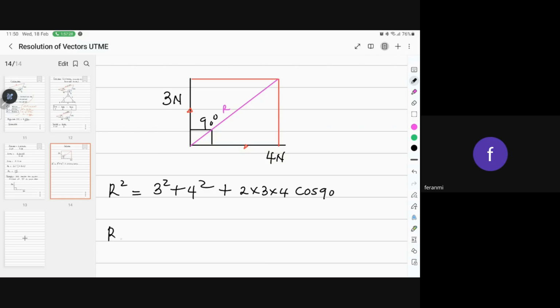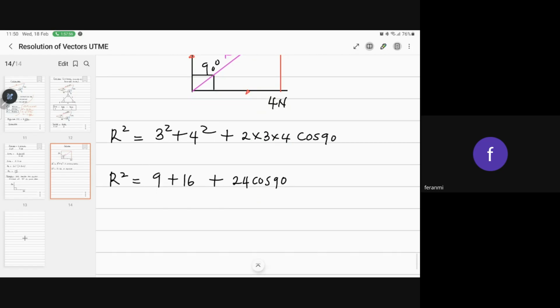So that r squared will be equal to 3 squared, which is 9, plus 16. Plus 2 times 3 is 6, 6 times 4 is 24. Cos 90 is 0. 24 cos 90. Cos 90 is 0. Is that okay? Cos 90 is what? Is 0. You should know all these things. 90 is a special angle.